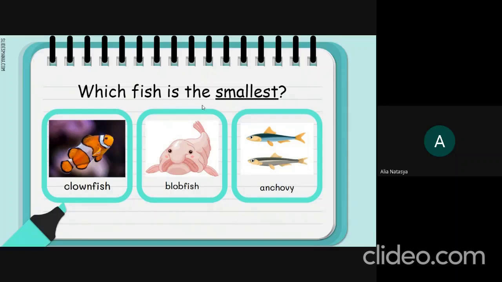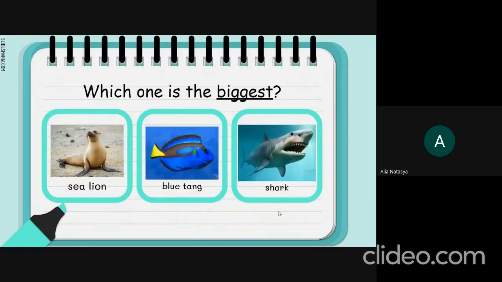So the teacher will ask which fish is the smallest, and they should answer anchovy. Next, which one is the biggest, and the answer should be shark. So pupils should be able to answer all these questions. If in a physical class, they can show a raise of hands, and if in an online class, they can click on the button of raise hands in Google Meet.